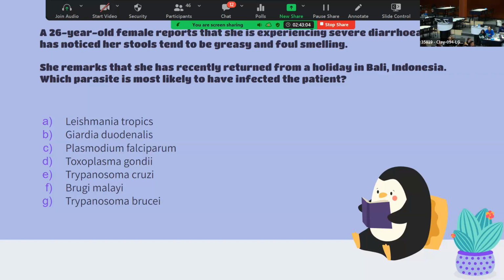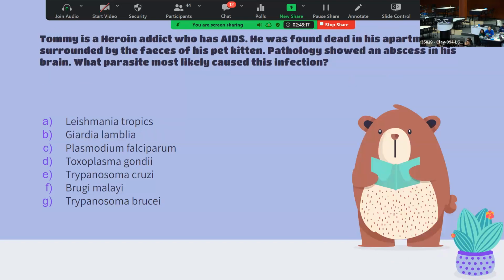I've already done, you guys. Do you want to have a go or no? Yes, Giardia. Just because of the greasy and then smelly stools. That's the main feature. How many more do I have?